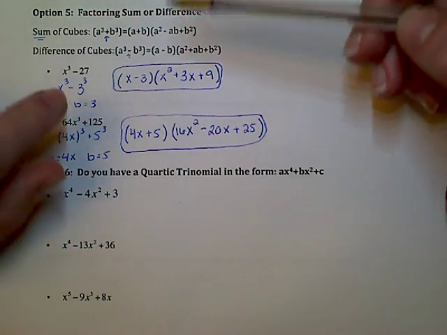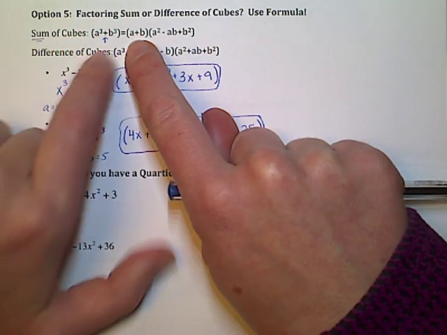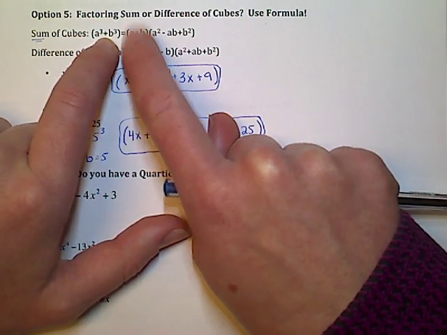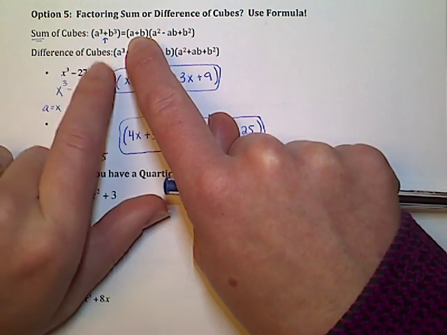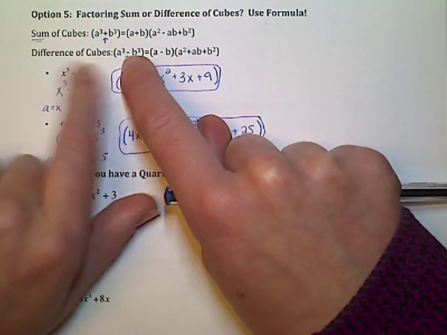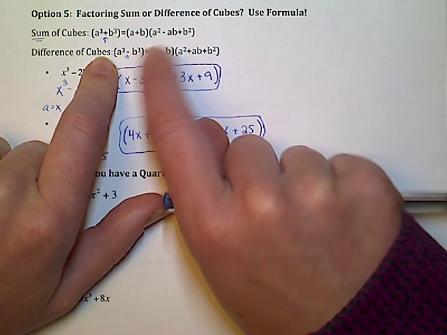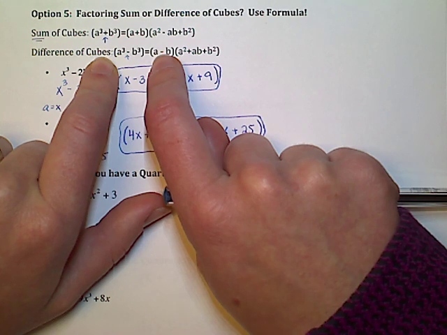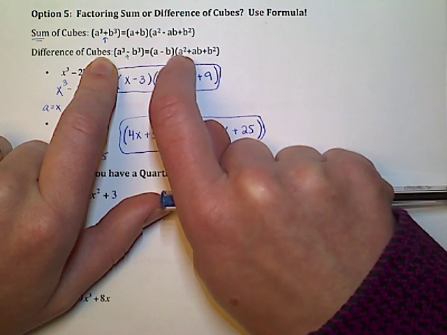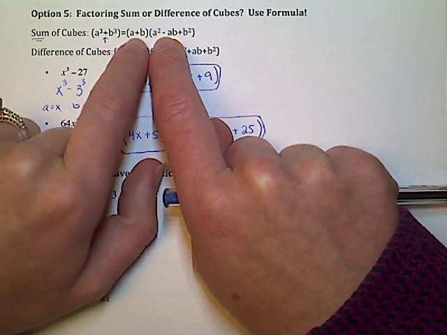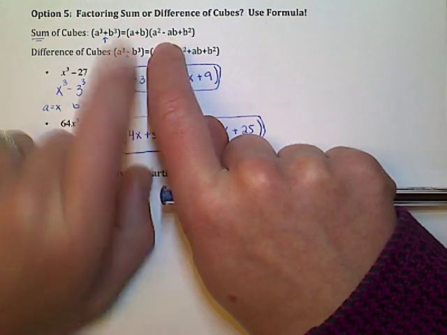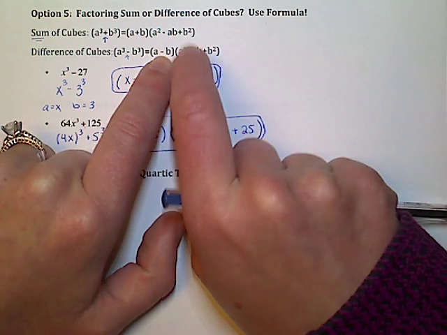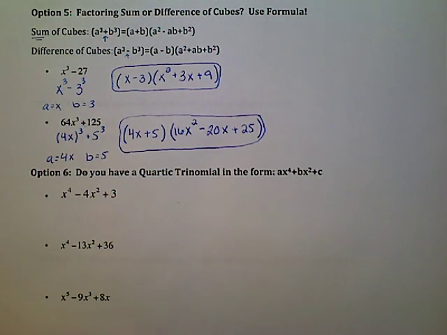Now, a little trick for remembering the formula. If you're working with a sum of cubes, your first factor is a plus b. So if you start with something with a plus sign, your first factor will have a plus sign. With the difference of cubes, you're starting with something that was being subtracted, so your first factor will also have that subtraction. And from there, the formula is almost the same, except if you started with a plus sign in your first factor, you'll have a minus ab. And if you start with a minus in your first factor, you will have a plus ab. That's how I always remember it.